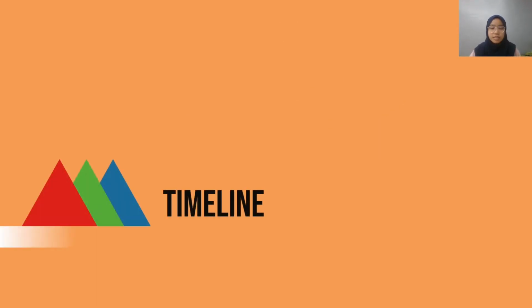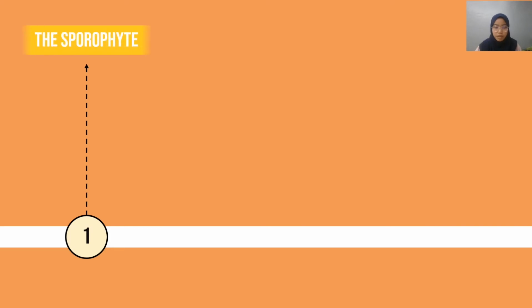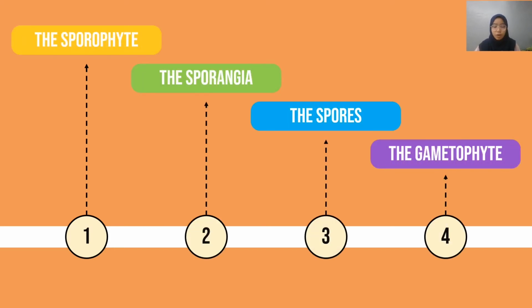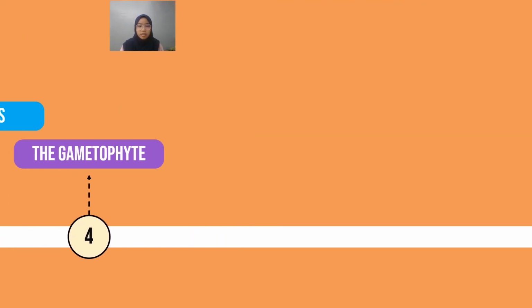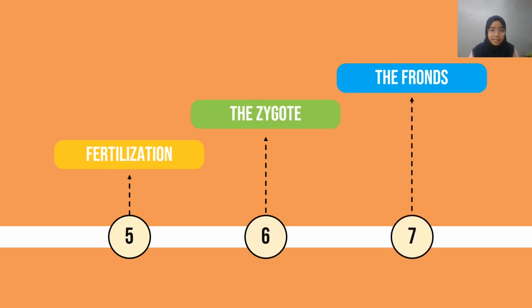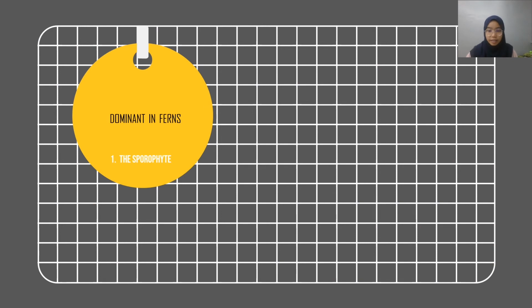I'm going to continue the presentation by talking about the fern life cycle. So there are 7 processes that ferns undergo in this life cycle. The first process is the sporophyte, second sporangia, third spores, and the fourth gametophyte. And the fifth one is the fertilization process, then the zygote, and the last one, the fronds. I'm going to explain the details of each process.